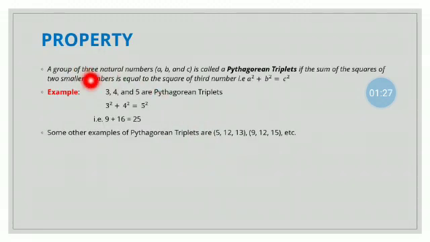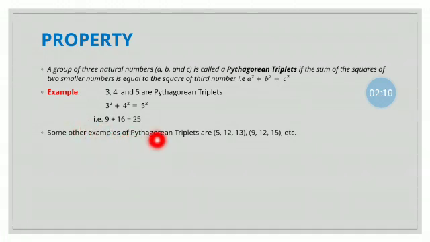The next property. A group of three natural numbers a, b, c is called a Pythagorean triplet if the sum of squares of the two smaller numbers is equal to the square of the third number, that is a square plus b square equals c square. So the sum of squares of two numbers equals the square of the third number. So 3, 4 and 5 are Pythagorean triplets. So 3 square plus 4 square should give you 5 square. So 3 square is 9, 4 square is 16, which equals 5 square, that is 25. So 9 plus 16 equals 25.